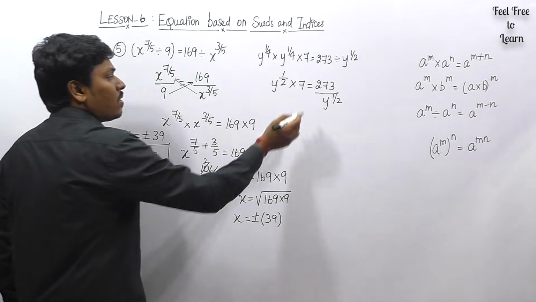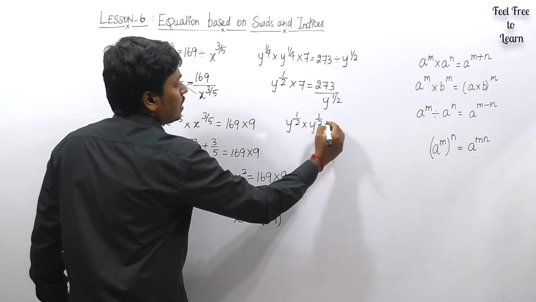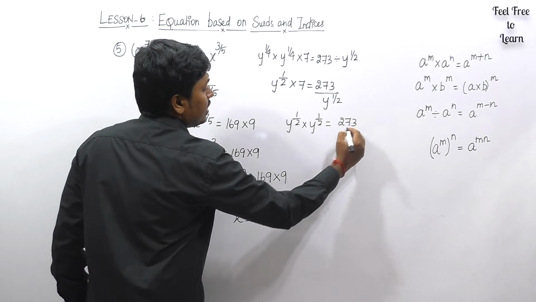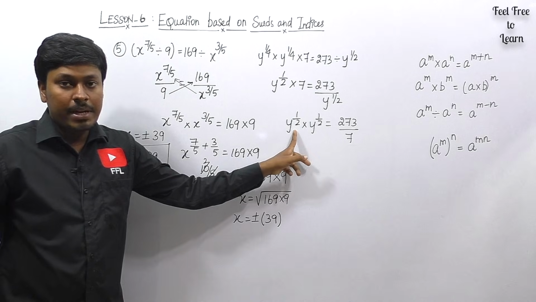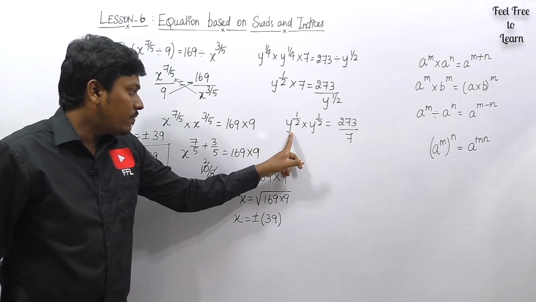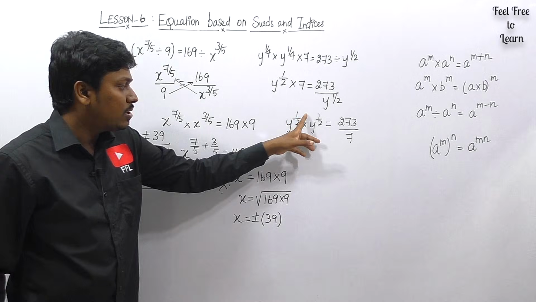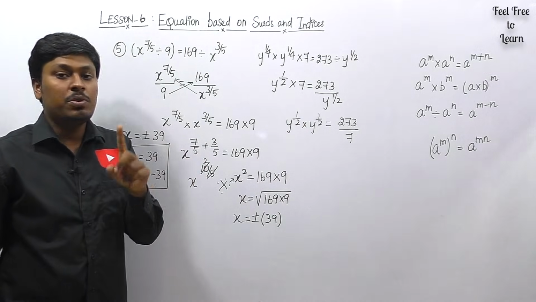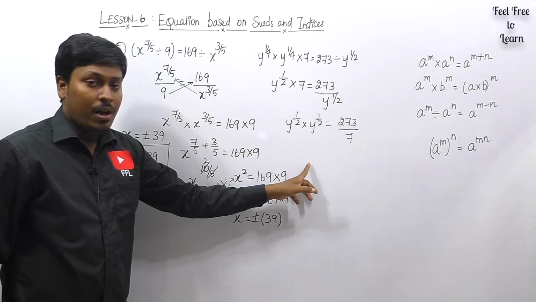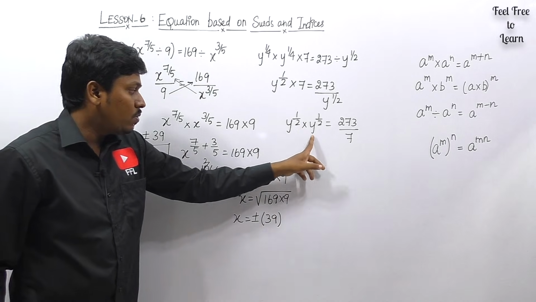So when you cross multiply, y power 1 by 2 into y power 1 by 2 is equal to 273 divided by 7. Both are the same, right? You can write this as y power 1 by 2 or root of y. So root of y into root of y will be y. It is your wish. You can directly add both the numbers if you want: 1 by 2 plus 1 by 2 will be 2 by 2, so 2 by 2 will be 1, which can be written as y. Or otherwise 1 by 2 can be taken as root of y, so root of y into root of y will be y.